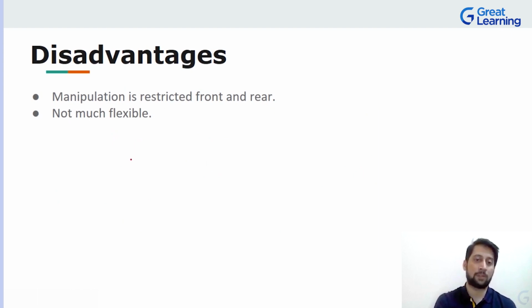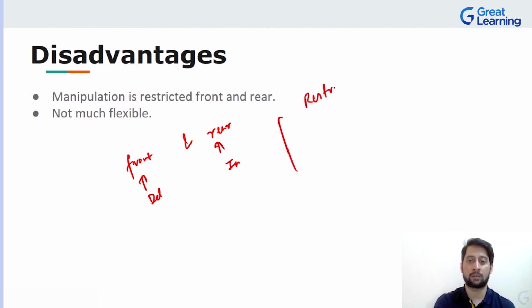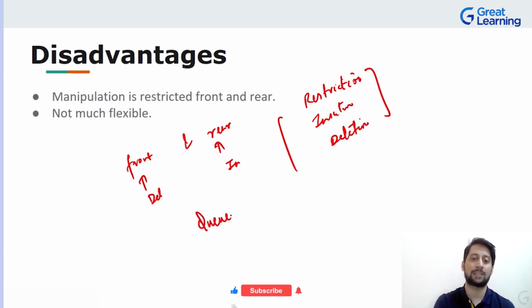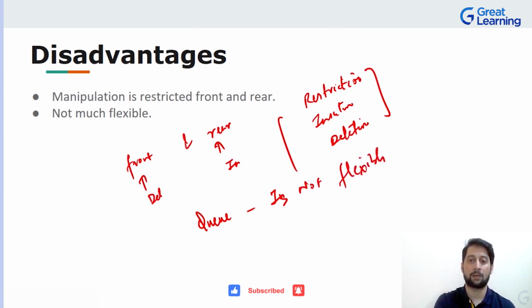Since we are only able to delete from the front and insert from the rear, we have a restriction over these operations, insertion and deletion. So this restriction is always there. And so this data structure, the queue, is not much flexible. We are fixed. We can delete and insert elements in a fixed pattern, or in the FIFO manner. Thus, it's not much flexible.